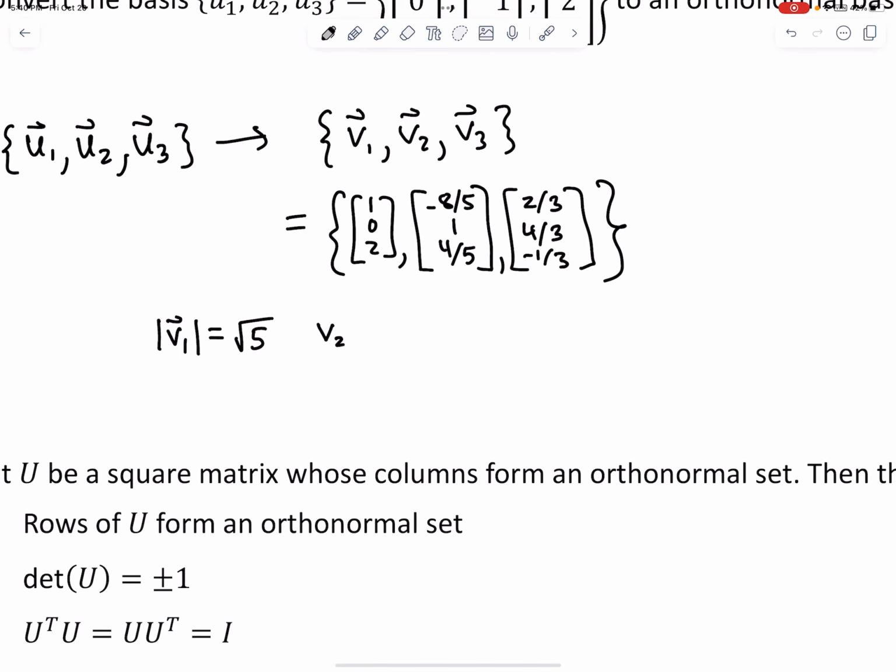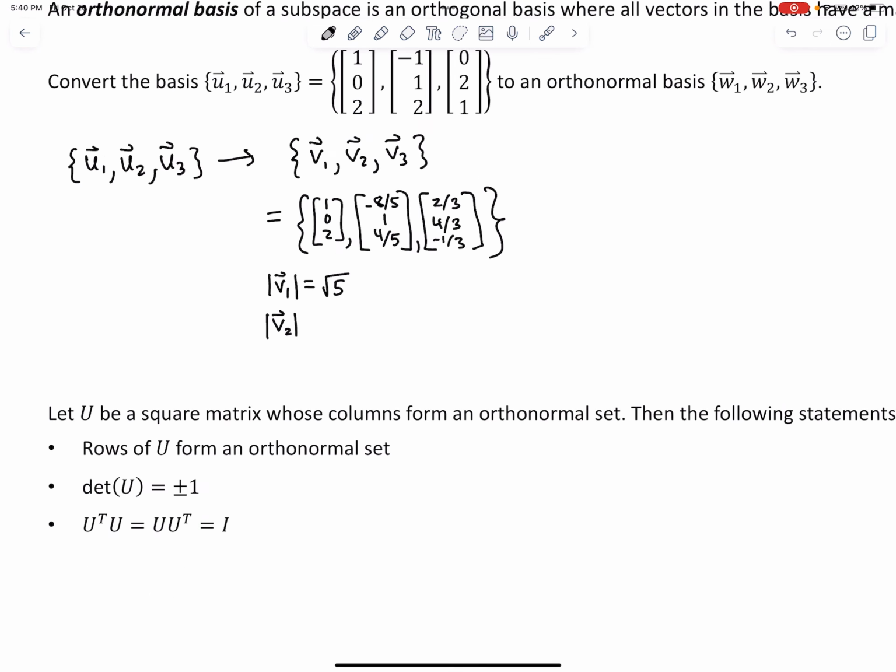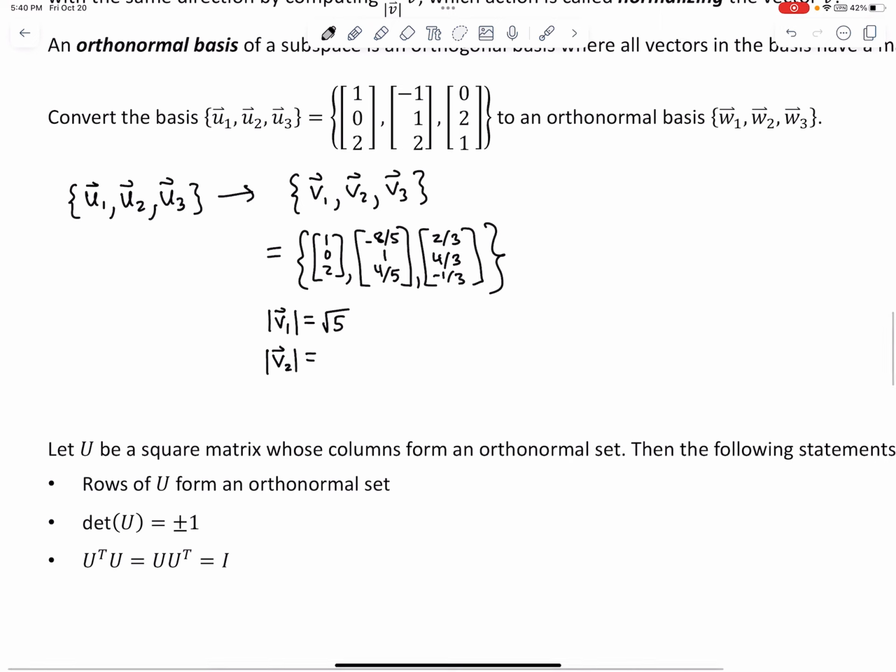These next ones will be a little bit more complicated. The magnitude of v2 will be: square all the components of v2, add them together, and then take the square root. So squaring the first component is 64/25. Squaring the middle component is 1, which I'll write as 25/25. And squaring the 4/5 is 16/25. Then take the square root of all this, and in the end we get the square root of 105 over the square root of 25, which is just 5.